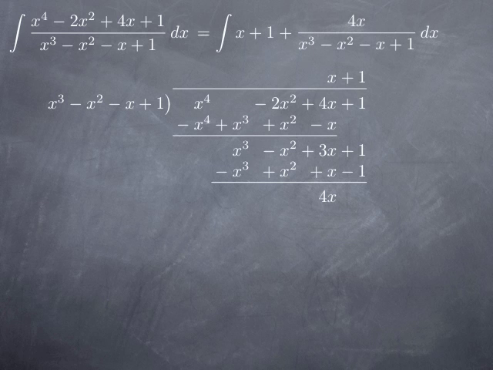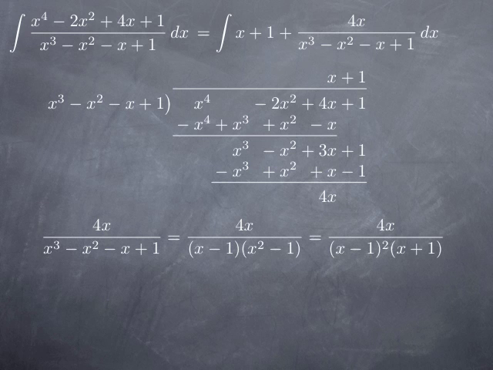Which means that I can rewrite the function I integrate as x plus 1 plus 4x divided by x cubed minus x squared minus x plus 1. So now the integral reduces to integrating 4x over x cubed minus x squared minus x plus 1, where the degree at the top is less than the degree at the bottom.